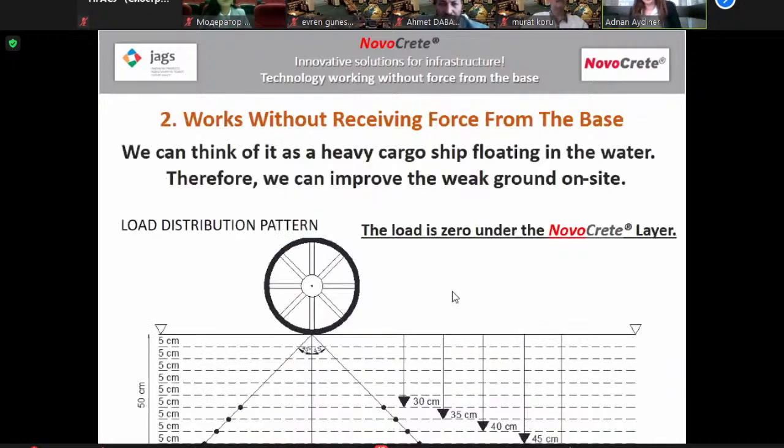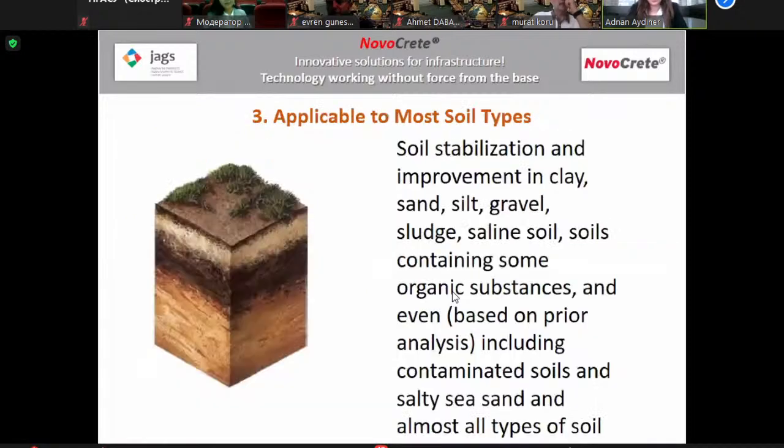It works without receiving force from the base. We can think of it as a heavy cargo ship floating in the water. Therefore, we can improve the weak ground on site. This is the load distribution pattern, and you can see that there is no weight going downward to the earth. NoCrate technology can be applied to most soil types. It can be used in clays, sands, silt, gravel, sludge, and saline soils containing some organic substances.